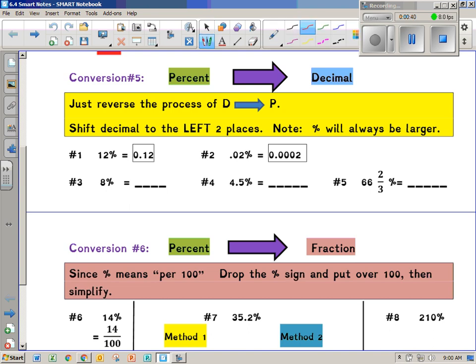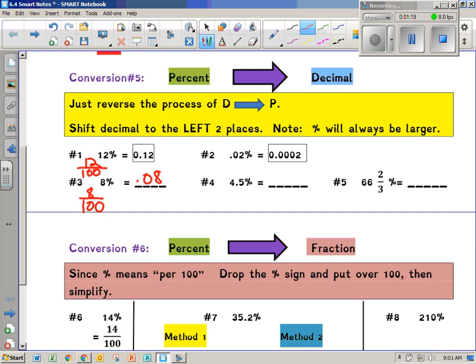If you'll recall, we shifted the decimal to the right when we started with a decimal, but now we're starting with a percentage. So remember, this means 12 out of 100, so it makes sense that it's 0.12. If you would like to write it that way, you can think of it like that. Or you could just shift the decimal 2 places to the left. Remember, I told you in the last video that the percentage is always larger than the decimal version. So if you get confused, just keep it straight like that.